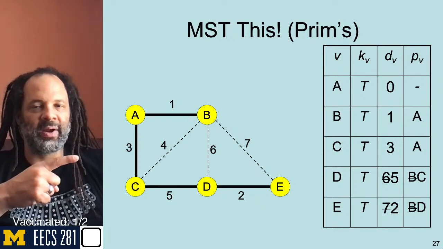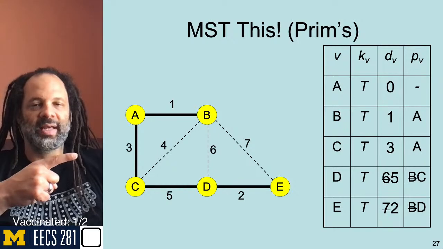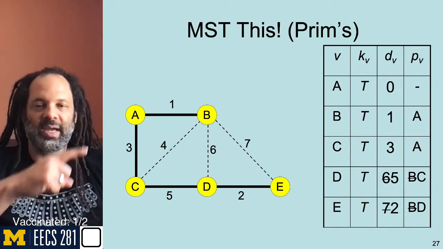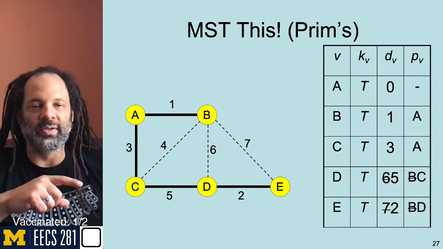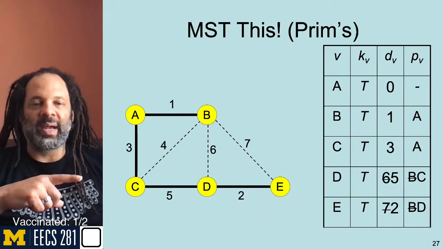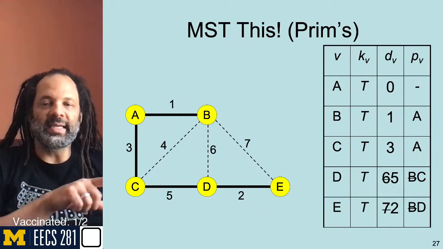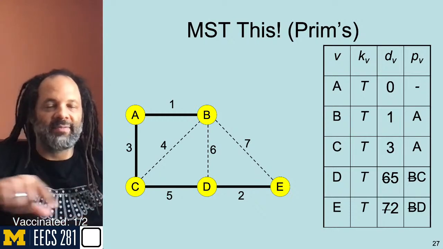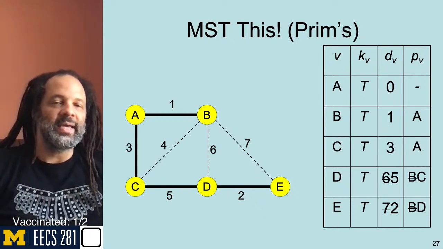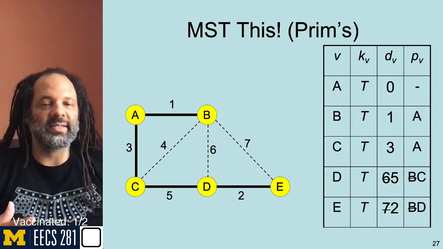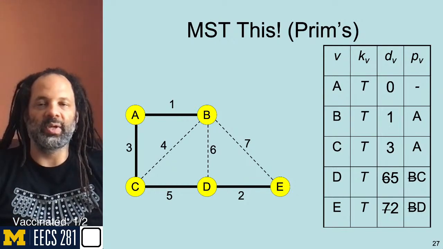Same thing with C's parent is A. That means the edge AC is in the tree. And we see that there with the 1 edge and the 3 edge. D's parent is C, so the CD edge has to be in there. And we see that 5 down at the bottom. And lastly, E's parent is D, so the DE edge has to be included in the MST.